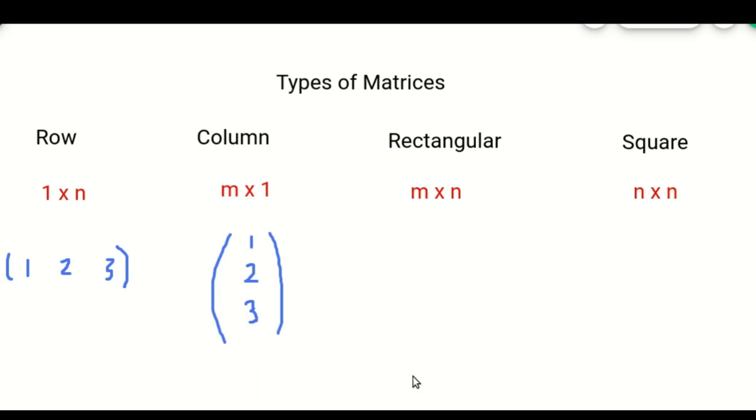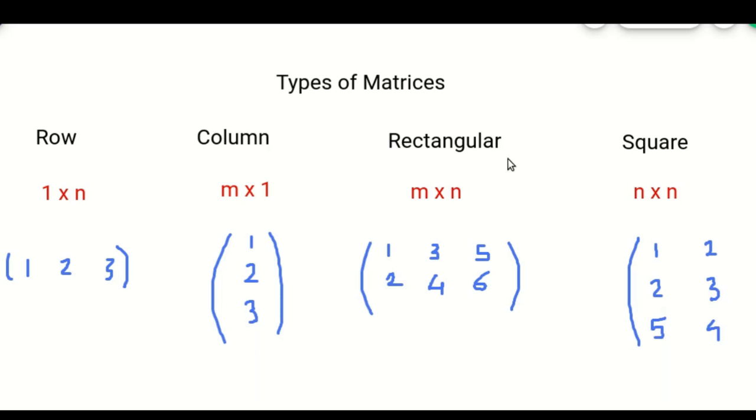Then we have a rectangular matrix in which the number of rows and number of columns are different, and if the number of rows and number of columns is the same, then we call such a matrix a square matrix. Most of the time the matrices we use in physics are square matrices. We use the rectangular matrices very rarely.